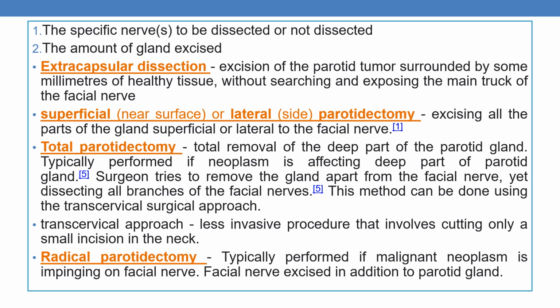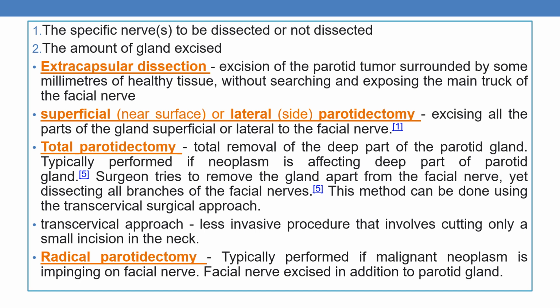The next is total parotidectomy. Here, total removal of the deep part of the parotid gland is done, typically performed if the neoplasm is affecting the deep part of the parotid gland. Surgeons try to remove the gland apart from the facial nerve, yet dissecting all branches of the facial nerve. In total parotidectomy, branches of the facial nerve are dissected and this method can be done using a trans-cervical surgical procedure. The trans-cervical surgical procedure is a less invasive procedure that involves cutting only a small incision in the neck. That is the term trans-cervical.